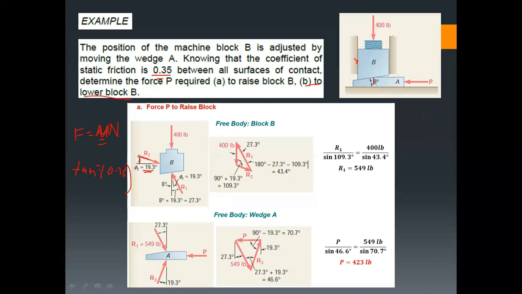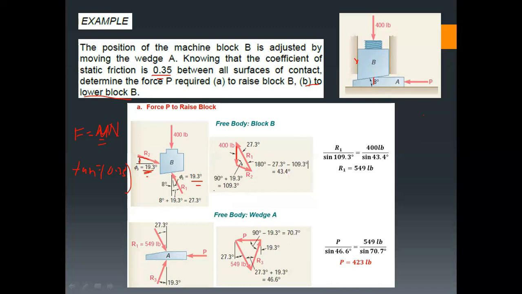So we have an angle here, 8, and 8 plus 19.3 is equal to 27.3 degrees. We use that. So we have two angles here, and then we'll make a triangle, since there are only three forces. We can get R1 from simple sine law. We have 400 here, and then the reactions R1 and R2.